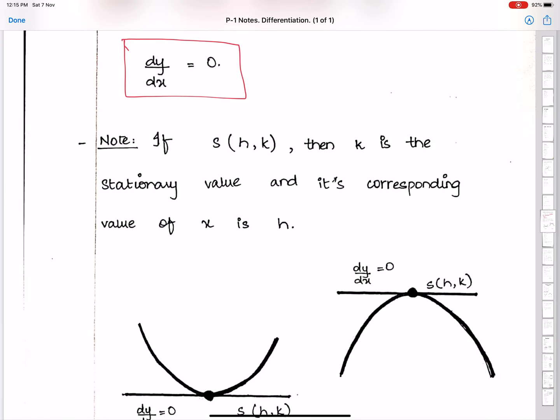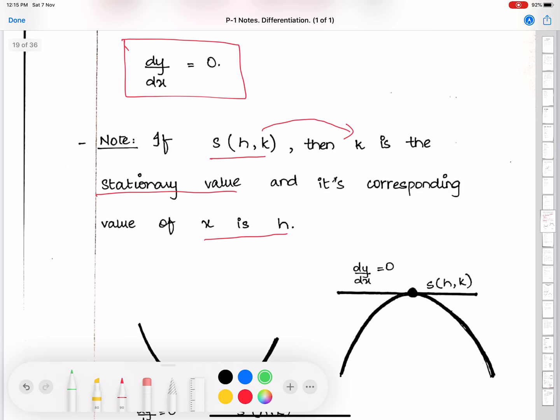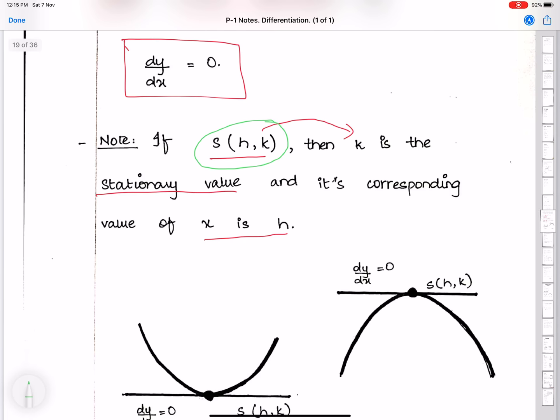Well, if h, k is the stationary point, then this k is the stationary value and its corresponding value of x is h. Make sure you must know this thing. If this is the point, then this vertical coordinate is the stationary value, and its horizontal coordinate, the corresponding value of k, is h.